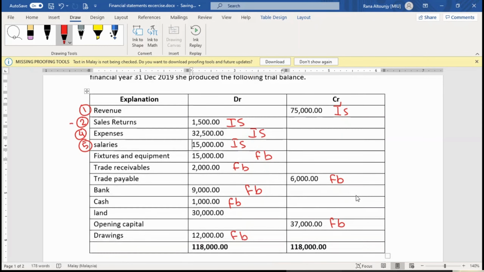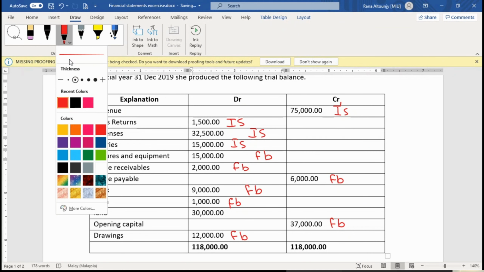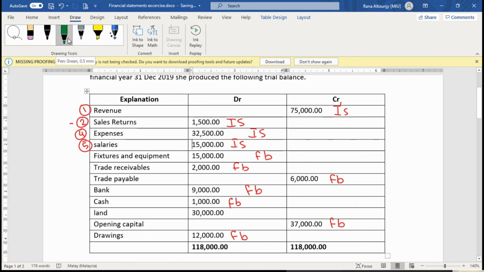Let's see what we have here. Now those items we have are financial position items. Let me change the color of the pen, and okay, I will use green. Now you need to tell me for each one whether it is an asset or liability. Fixtures and equipment: asset, liability, or capital, which is owner's equity? So choose one of the three: asset, liability, owner's equity.